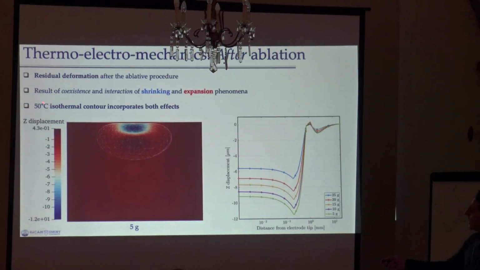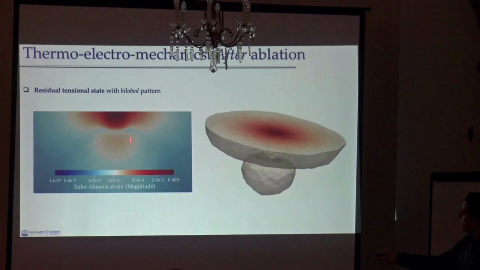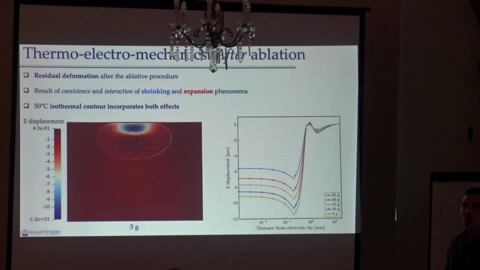Usually they measure the 50 degrees isothermal contour, saying that if I reach 50 degrees, I kill the tissue and I'm happy. Actually, this is not the case. In fact, within the 50 degrees isothermal contour, you have both a shrunk region, which is this one, and an expanded region, which is the one below. See, this is shrinkage and this is expansion. Okay, so it's much more complex than just a 50-degree isothermal contour. Plus, we have residual strain over here.